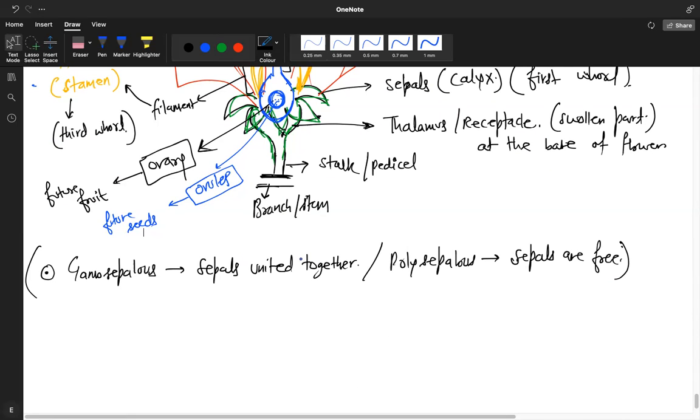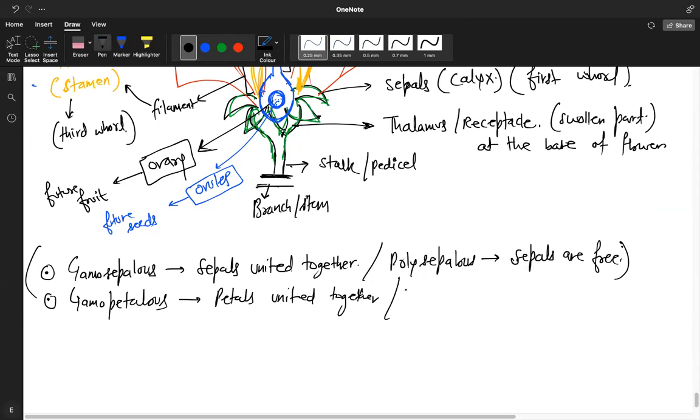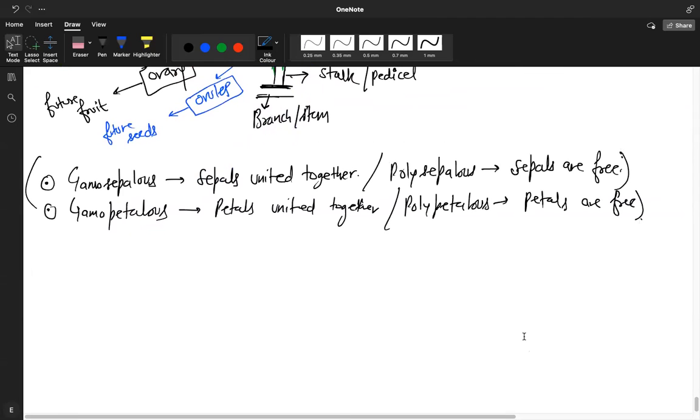Yeah. And write down gamosepalous. Gamosepalous is sepals united together. Sometimes sepals are joined together, and if they are free from each other, they are called polysepalous. Similarly, we have gamopetalous, which means petals united together. And polypetalous flower has petals free from each other, like rose. Rose is polypetalous, you have multiple petals and they're all free from each other. Is this clear to both of you?